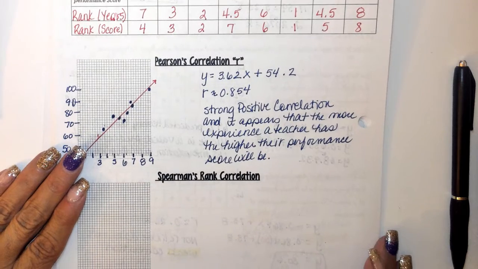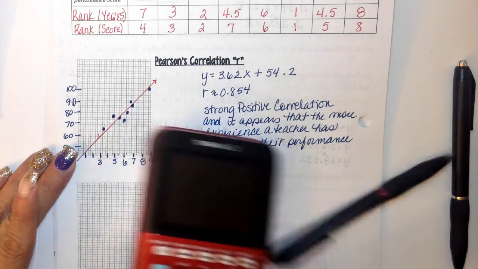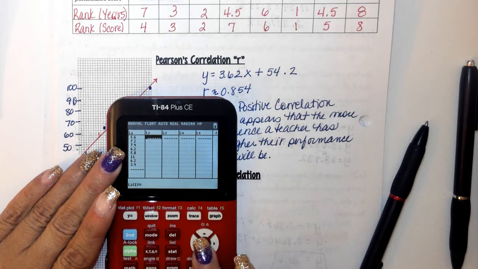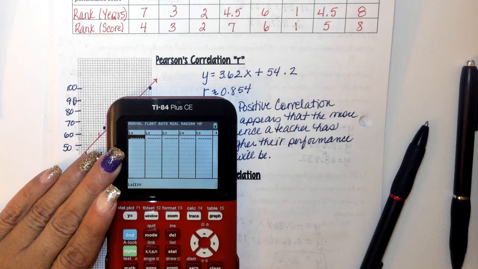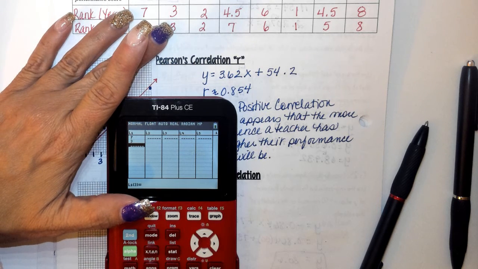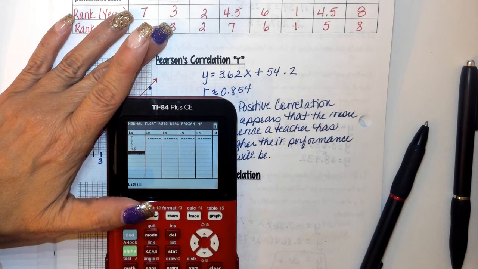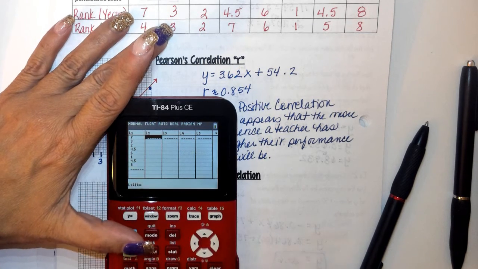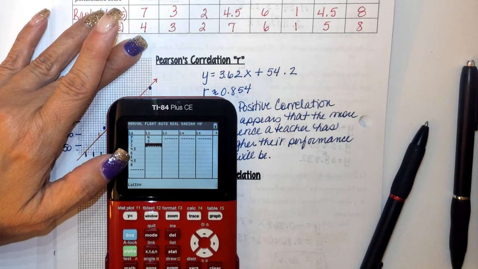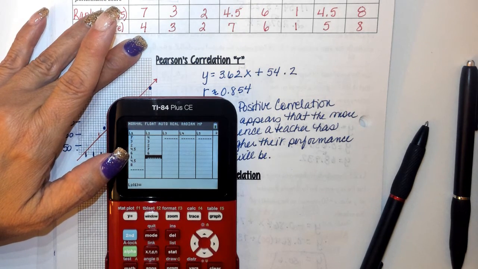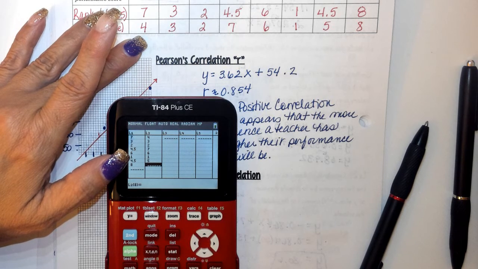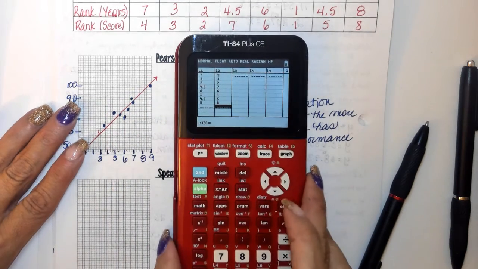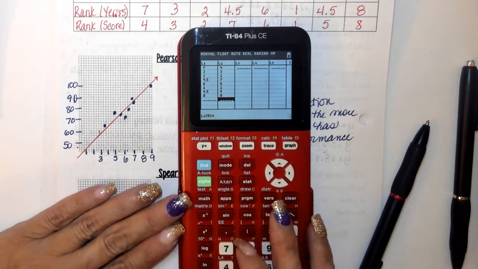So we're going to do the same thing that we did with Pearson's. Same thing. All right, stat, edit. All right, here we go. 7, 3, 2, 4.5, 6, 1, 4.5, 8. And 4, 3, 2, 7, 6, 1, 5, 8. Okay. Now, if I remember right, I'm going to hope that my video is still going and we're still working.